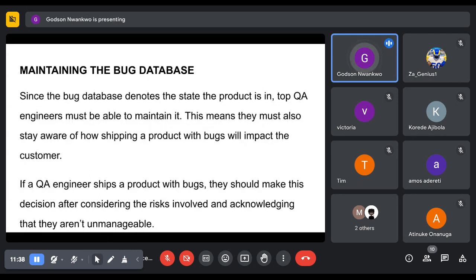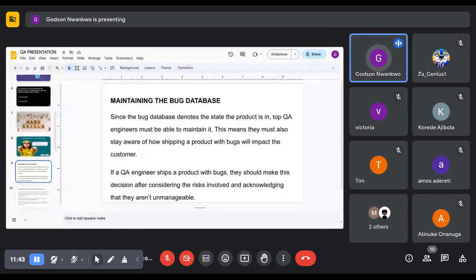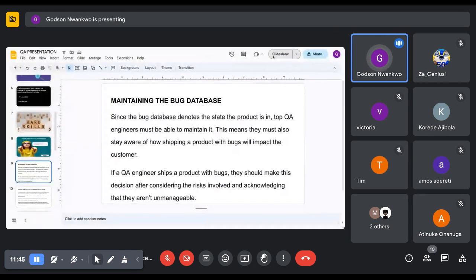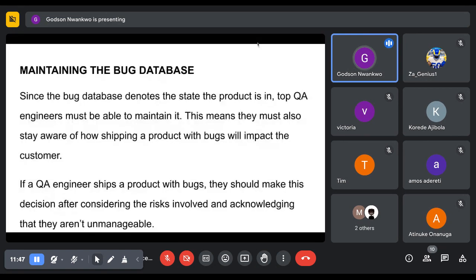So at least with that database, it will help you know which tools have been fixed and which have not been fixed also. So that we move forward to being familiar with tools for test management and bug tracking.